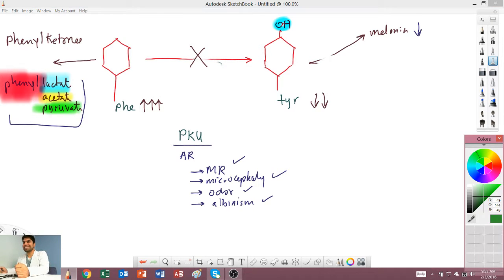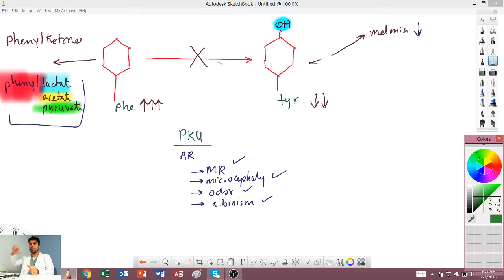This whole thing is caused because the phenylalanine hydroxylase is deficient. The enzyme is deficient or defective. Think about it this way: you have a machine that converts phenylalanine to tyrosine. If that machine is broken, not there, defective, what happens to phenylalanine? It will increase. You cannot convert it. Tyrosine will become deficient.